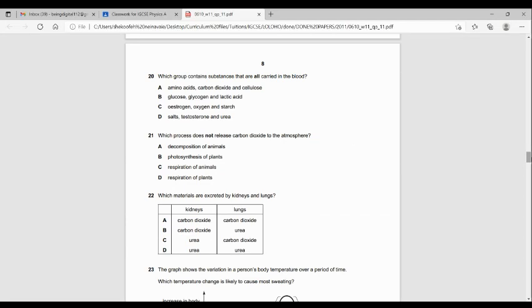Question number 20, which group contains substances that are all carried in the blood? If the substances are carried in the blood, it means that they should be small enough and light. For example, they should be very simple molecules, substances, something that can be dissolved or can actually be inside the blood.